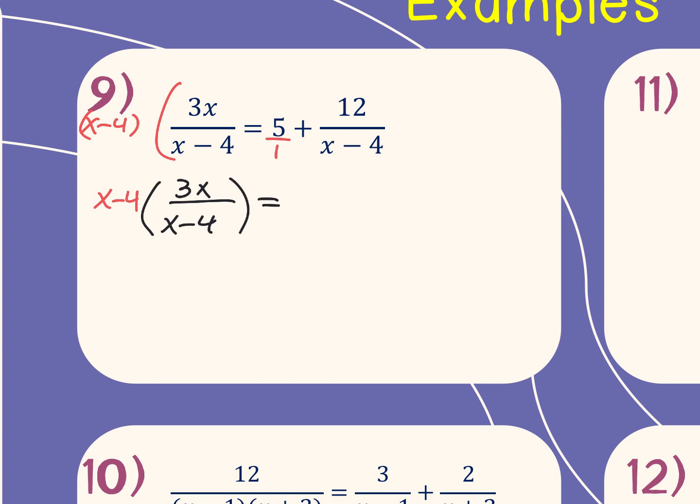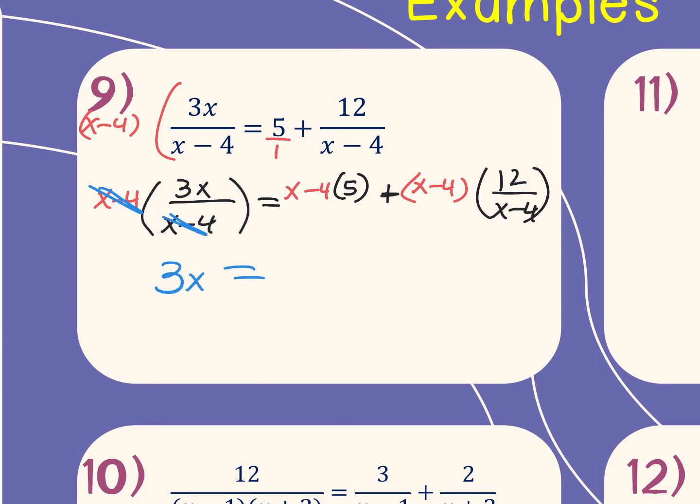So again, write the x minus 4 next to the 5. And then write the x minus 4 next to the fraction of 12 over x minus 4. All right, so again, look for things to simplify. This is gone. And then now here you're just left with 3x. Here I have to distribute the 5 to both. So 5x minus 20. Here it cancels, and you're just left with 12.